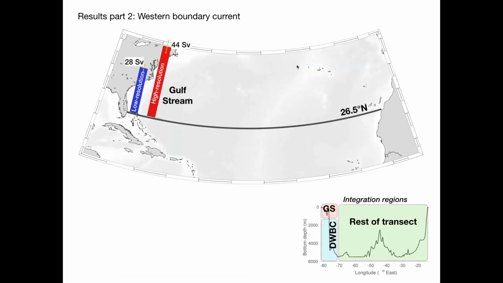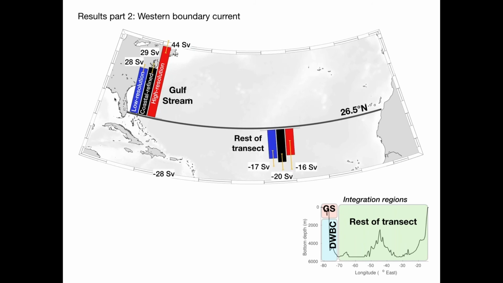So when we start looking at the results of other models, as we said earlier, the low resolution model is pretty weak and the coastal refined Gulf Stream is similar. They all look pretty good out in the coarse region for the wind-driven rest of transect, but it's the deep western boundary current which we see is really the cause of this deficient Gulf Stream.